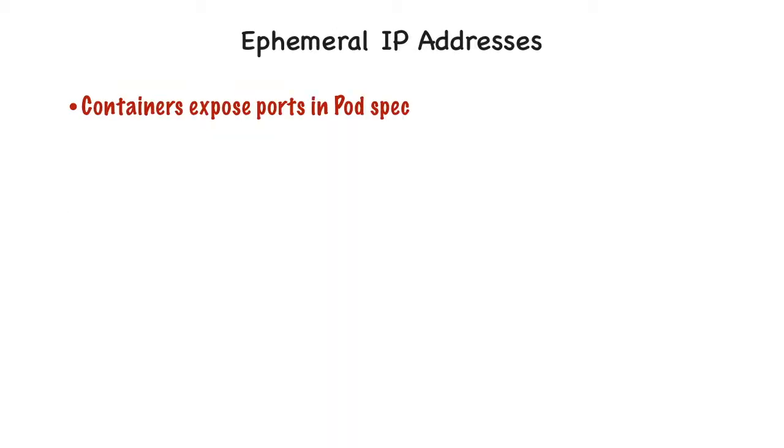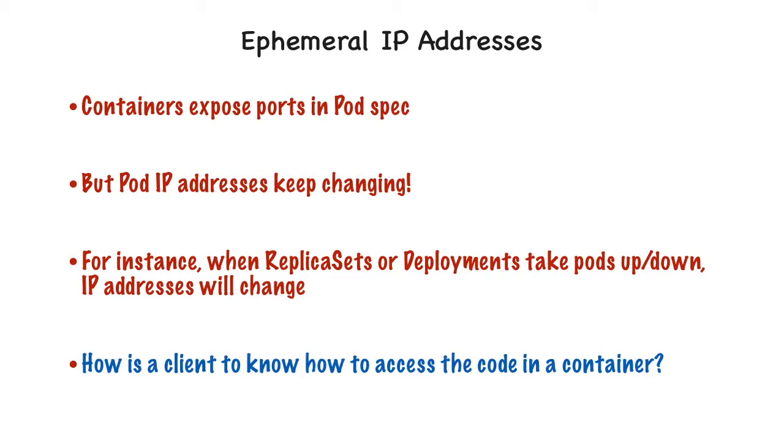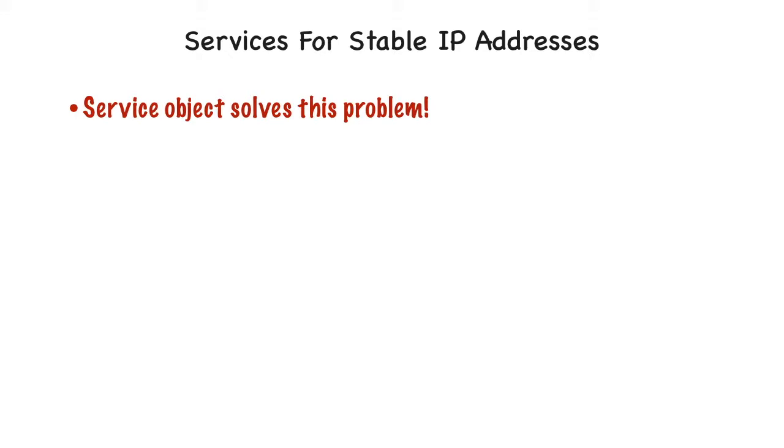We've seen how within a pod spec, a container needs to expose a certain port. On that port, it will accept client requests. But that's not going to help much if the IP address of the pod is changing all the time. When replica sets or replication controllers take down pods and bring up new pods, all of these IP addresses associated with the pods are changing. The question that arises then is, how is a client to know where a particular pod or a container is to be accessed? And it is precisely in order to answer this question that the service object comes into play.